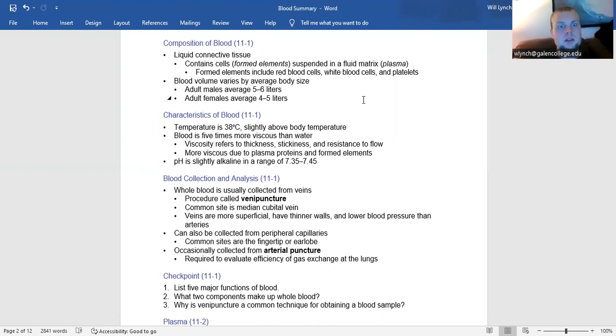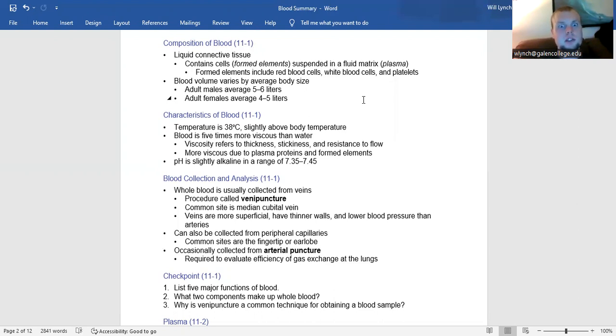Characteristics of the blood: we do keep a temperature that is slightly increased above body temperature. Normal body temperature is about 98.6 degrees Fahrenheit. Normal blood temperature is about 99.2. Sorry, Fahrenheit. That would be 38 degrees Celsius.